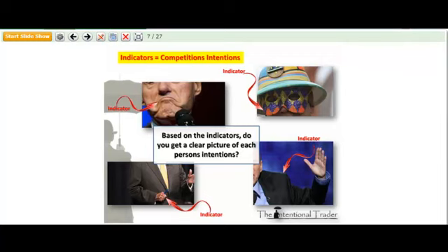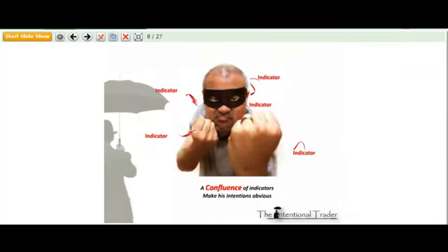Not necessarily. Now, if we combine these indicators and we have a confluence of indicators suggesting all the same thing, then the intentions become much more obvious of what your competition is likely to do next, right? You start combining these indicators, and suddenly the intentions become very clear and obvious.